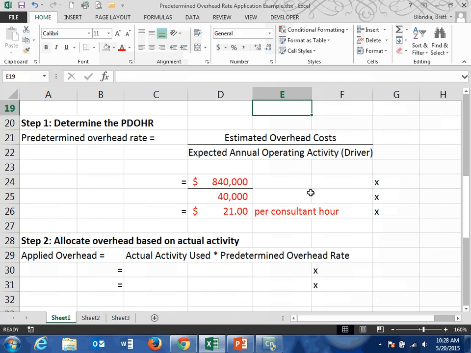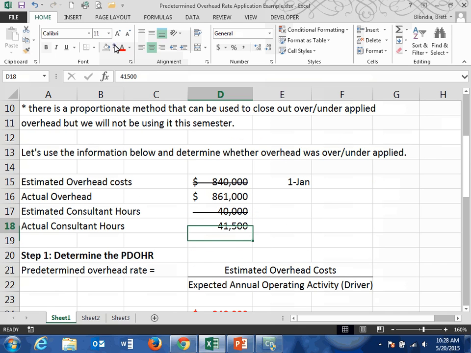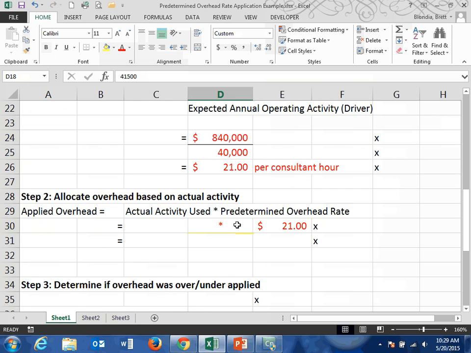I'm done with them. Now what I want to do is take that $21 per hour, because I know that's my predetermined overhead rate. I'm going to charge overhead at $21 per hour based on every actual consultant hour that I used over the course of the year. So if I scroll back up, you can see that we actually used 41,500 consultant hours for the year.